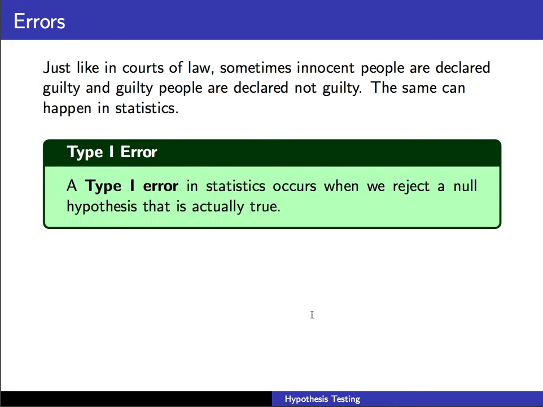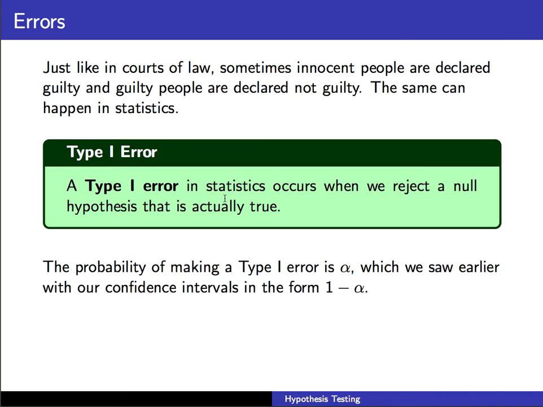We call those type 1 and type 2 errors, respectively, where a type 1 error occurs when we reject a null hypothesis that's actually true. In terms of courts of law, that's like sending an innocent person to jail, declaring them guilty when they were actually innocent. So it's an error based on what the reality of the defendant's guilt is.